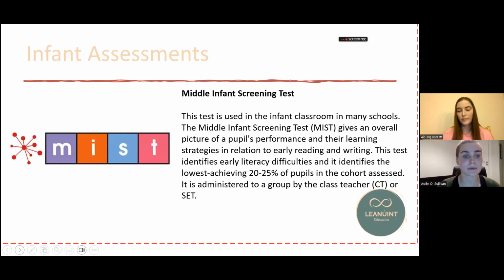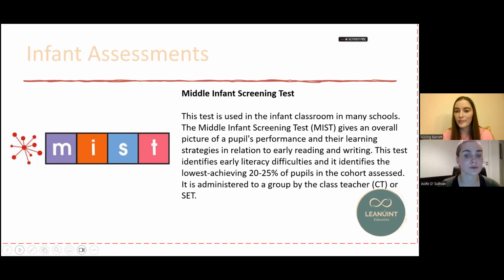The next is one that many schools all over the country use in their infant classrooms, and it is the MIST, or the Middle Infant Screening Test. This test gives an overall picture of a pupil's performance and their learning strategies in relation to early reading and writing. So it identifies early literacy difficulties and also identifies the lowest achieving 20 to 25% of pupils in the group that is assessed.